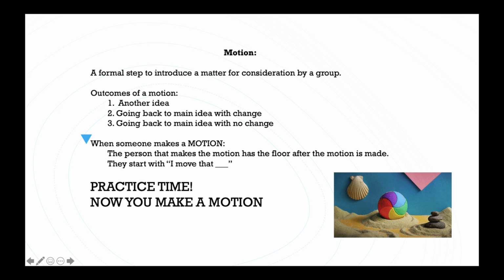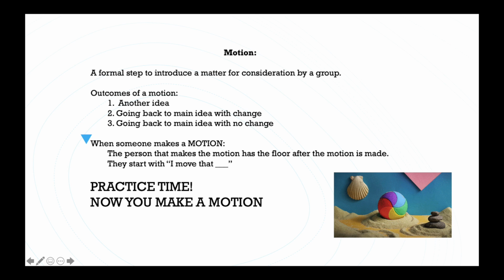Next, we're going to talk about a motion. A motion is a formal step to introduce a matter for consideration by a group as a collective whole. There are three outcomes of a motion. One, another idea. Two, going back to the main idea with a change. And three, going back to the main idea with no change.